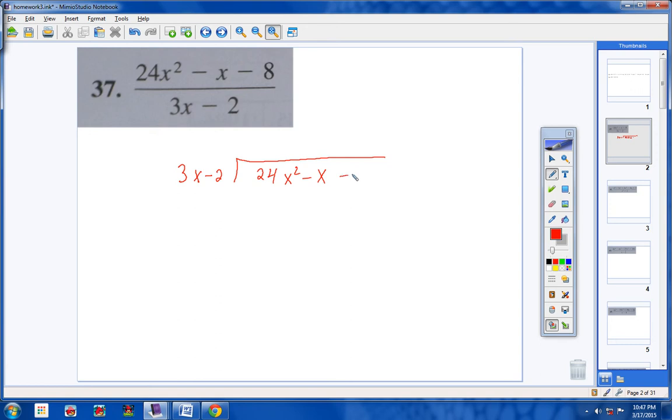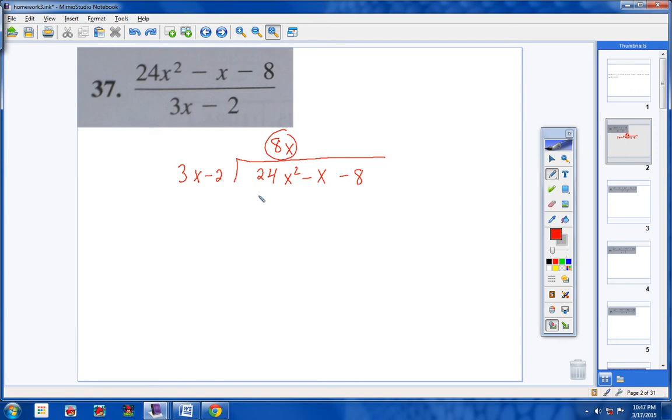And here are the steps that I gave you. I said number 1, make sure this is written in standard form. Number 2, make sure this is in standard form. Other than that, we're pretty much good to go. Divide first term into first term. So 3x goes into 24x squared, 8x times. Now take this and multiply it by all your terms over here.